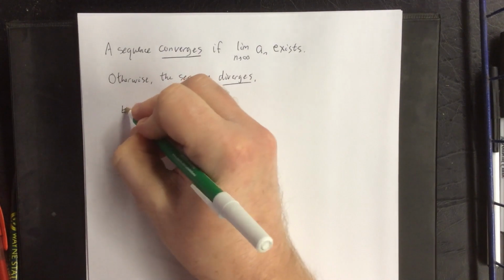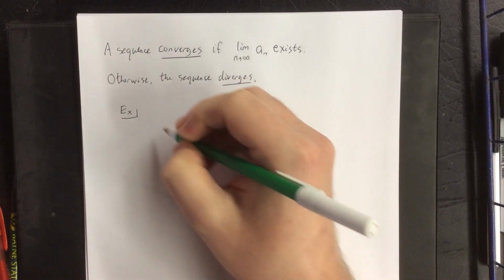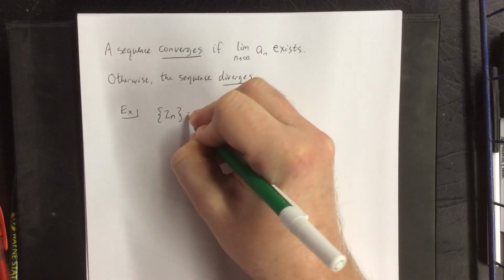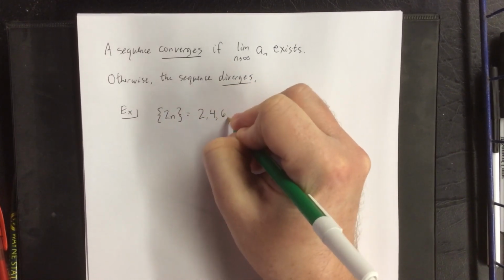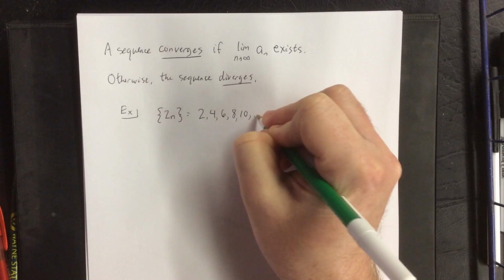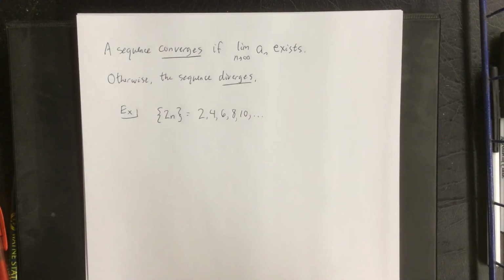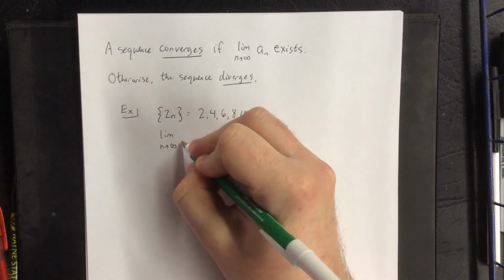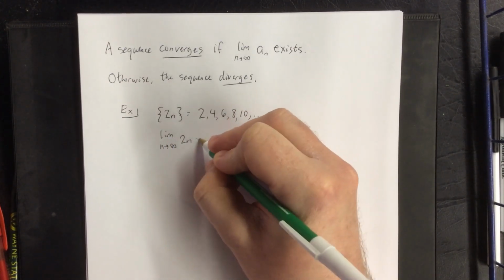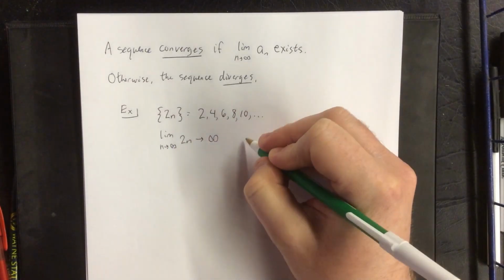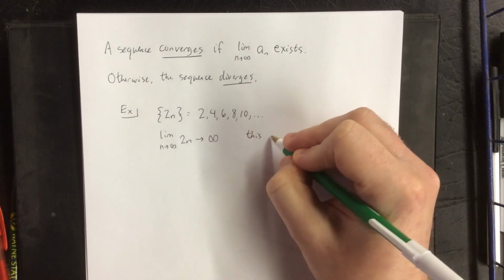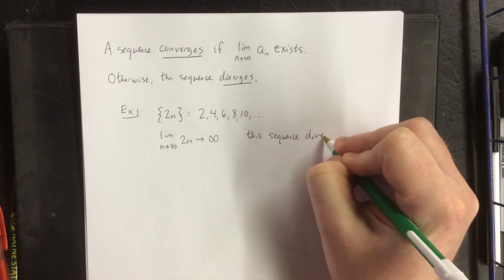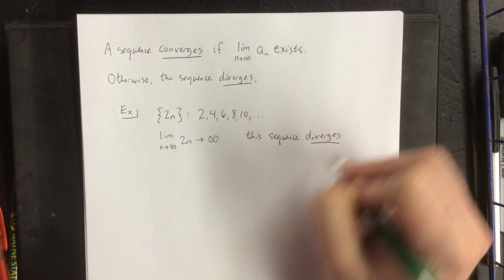So, one example of each. On the previous page, we had defined the following sequence of 2n to be 2, 4, 6, 8, 10, etc. Now, if I were to consider the limit as n goes to infinity of 2n, I would get that this thing diverges toward infinity. So this sequence diverges because we don't wind up with a single finite value.